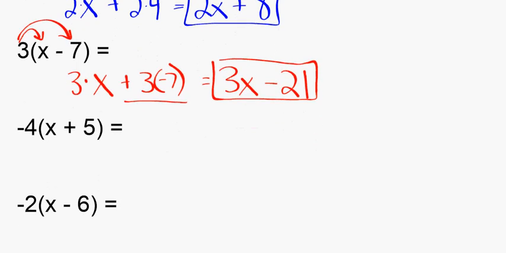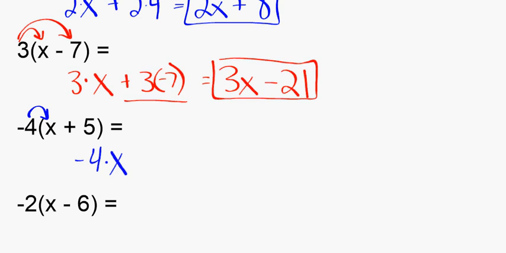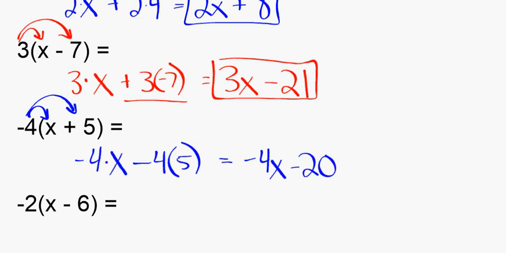The next example, we have a negative coefficient, so still do the same thing. -4 is being multiplied by x. And you could put just minus, because we know it's a -4 times 5. So this is a -4x and a -20. Because both terms inside the parentheses were positive, and you're multiplying them each by negative, both terms are now negative.